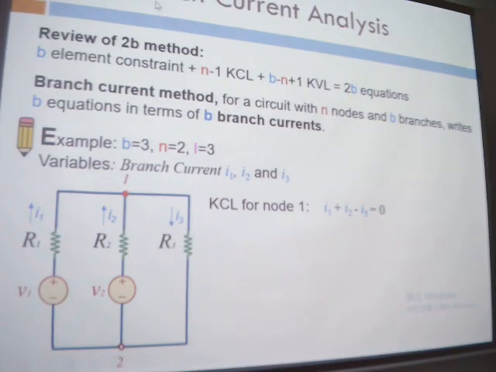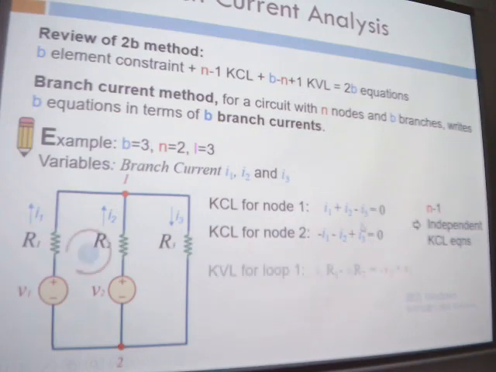We use the branch currents to write the KCL equation for node 1 here, and the KCL equation for node 2 will be this one. We can see those two equations are dependent, so we just have one independent equation. We can choose any one of them, okay?